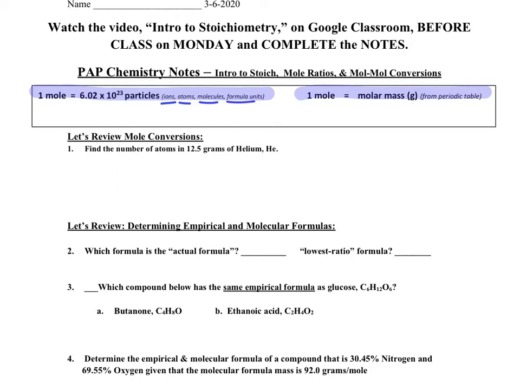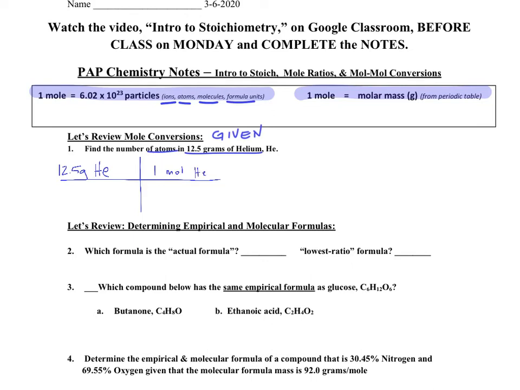It says find the number of atoms in 12.5 grams of helium. So what I'm given is the number of grams of helium, and I want to convert grams of helium to atoms of helium. So like we've practiced, I'm going to start with what's given in my T-chart, which is 12.5 grams of helium. And I convert 12.5 grams of helium to moles of helium first.